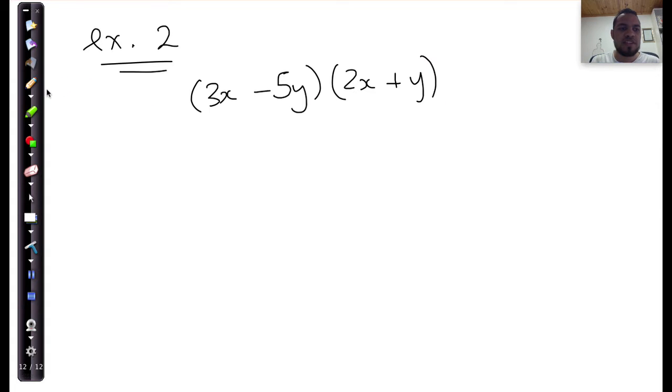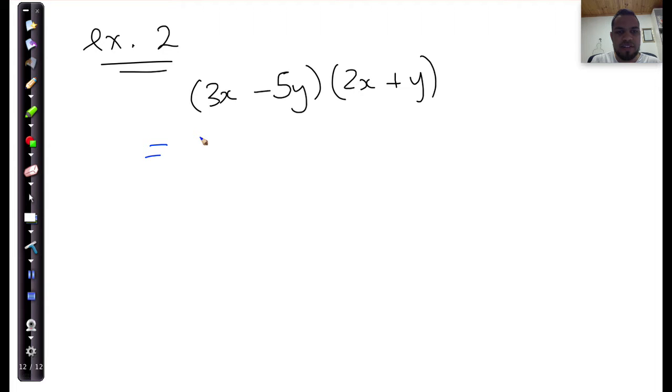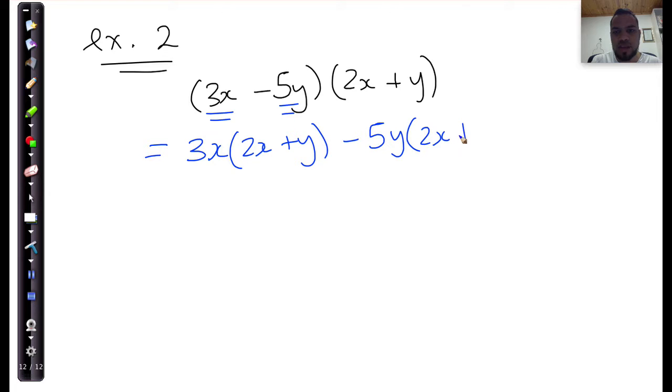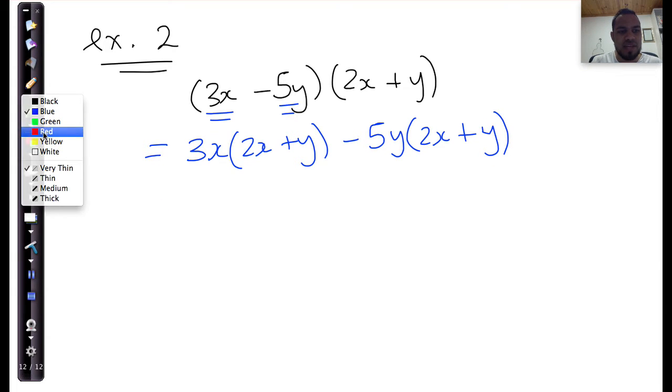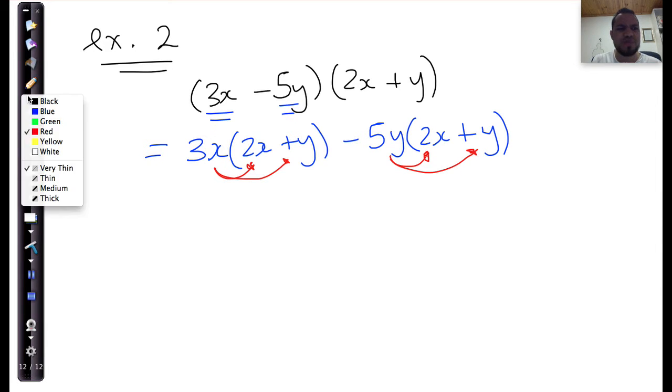Okay, so for each of these I'm going to show you two methods now. The one method is where we take the first term in the first factor, 3x, and we multiply that entire thing by 2x plus y. Then we take the second term, minus 5y, and we multiply that by the entire thing over here, 2x plus y. So let's multiply that out and see what we get.